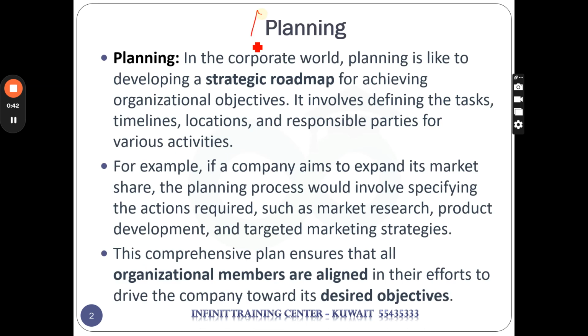Okay, so we'll go and see what is strategic planning. So first of all, what is planning? Normally we say if you are failing to plan, that means you are actually planning to fail. So in a corporate world, we can say planning is like a strategic roadmap. You are making a roadmap: what needs to be done, timelines, when that should be done, where it has to be done, the locations, and who will be doing it. So you will have a clear plan before you start doing anything.